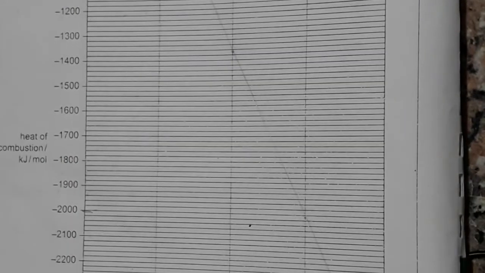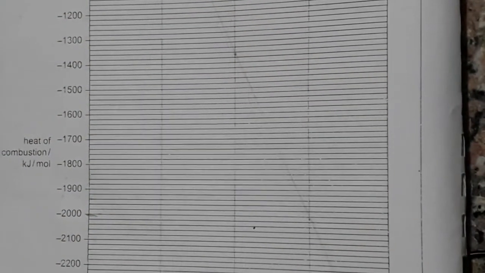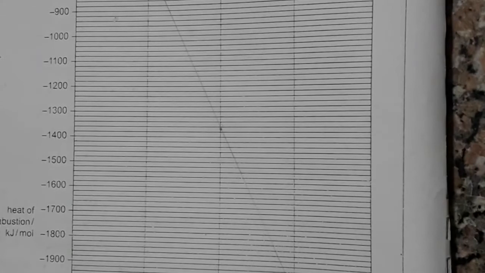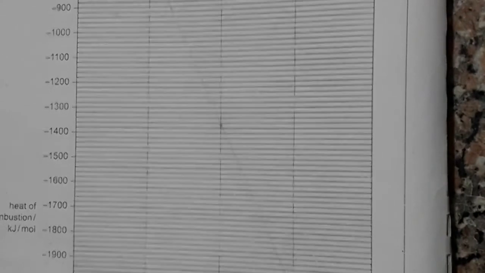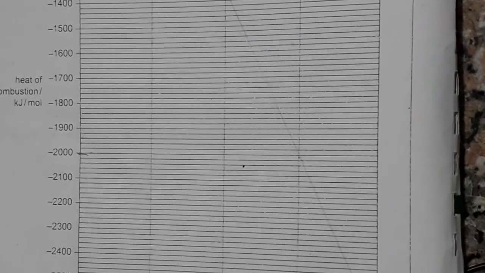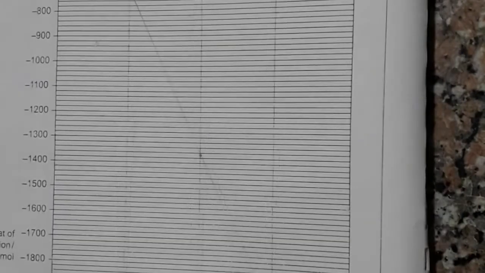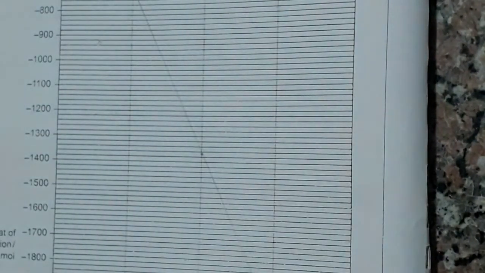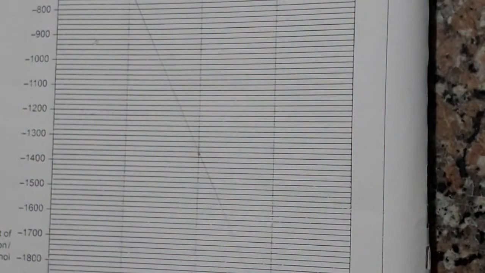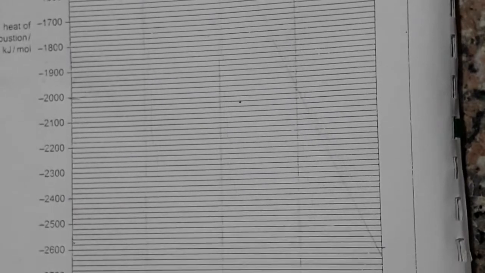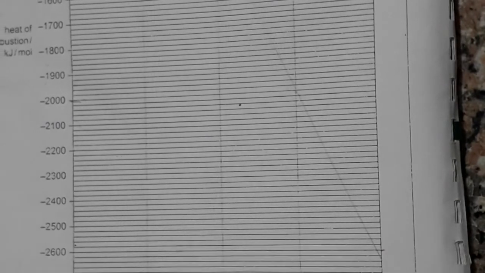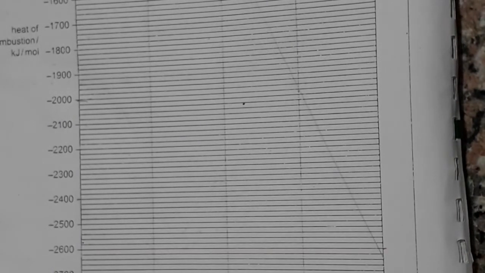Then you just draw a straight line and it will meet over here. This is the amount of energy released for butanol. This is butanol, alcohol with 4 carbon. So from this graph you will get the amount of energy released, minus 2640 kilojoule per mole. This is the amount of energy released when butanol is burned in excess amount of oxygen.